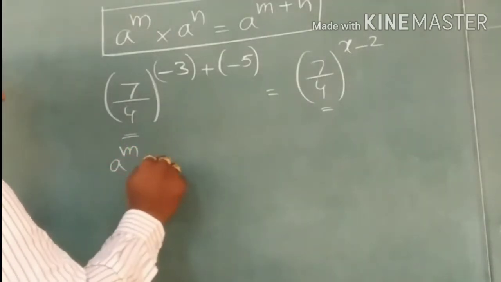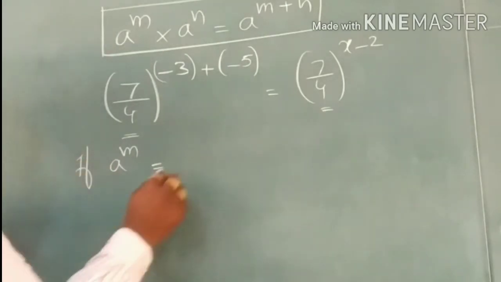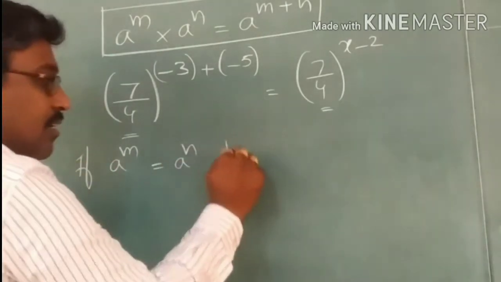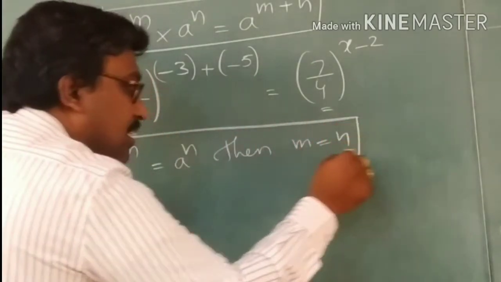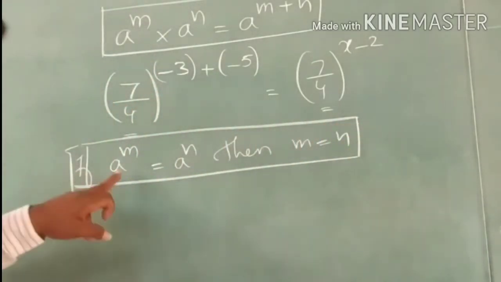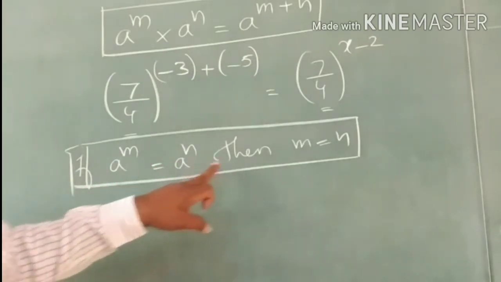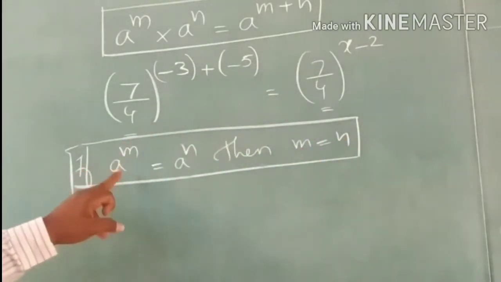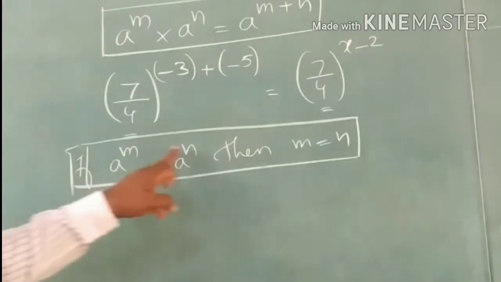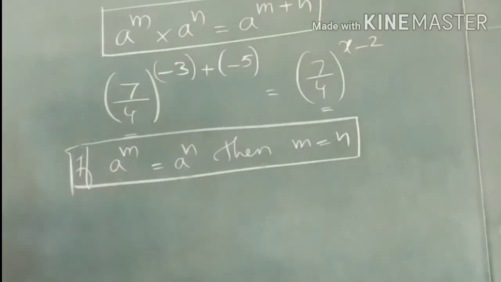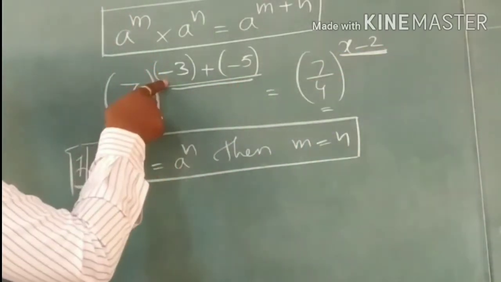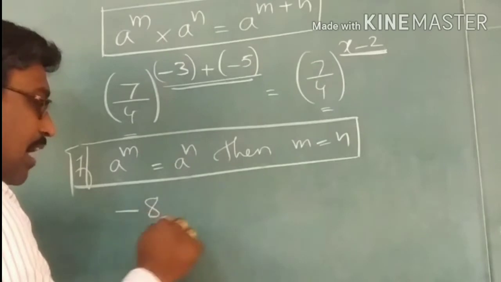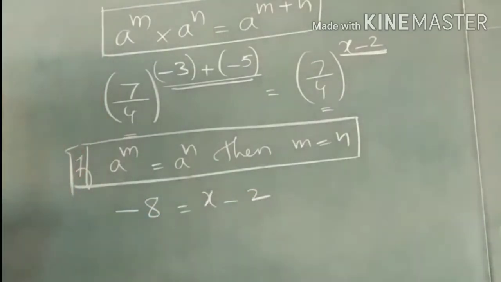If a power m is equal to a power n, then m is equal to n. If bases are equal, and a power m is equal to a power n, then m is equal to n. If bases are equal here, automatically the powers should be equal. That means this power should be equal to this power. Minus 3 plus minus 5 is minus 8 is equal to x minus 2. I want the value of x.